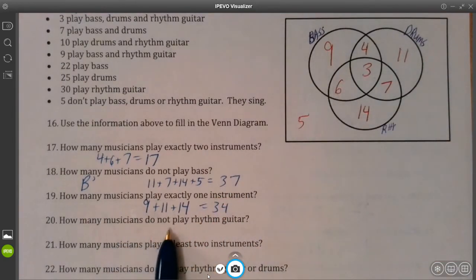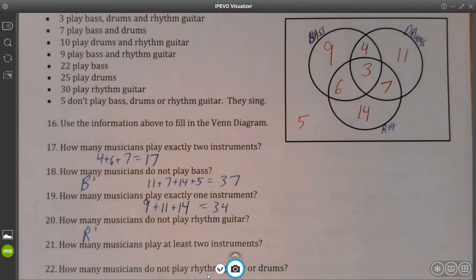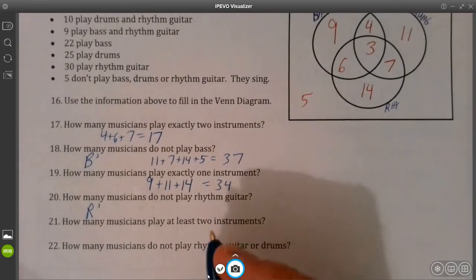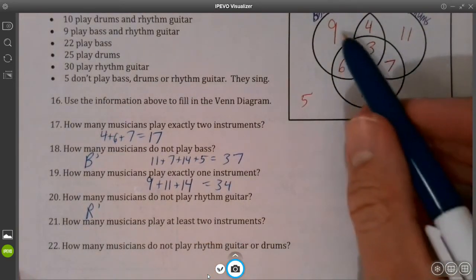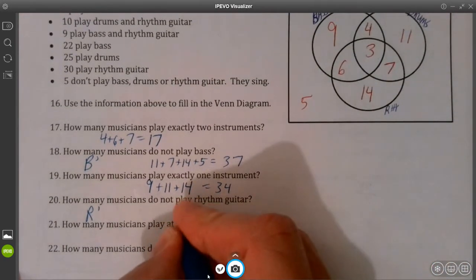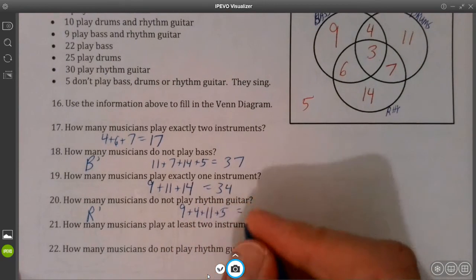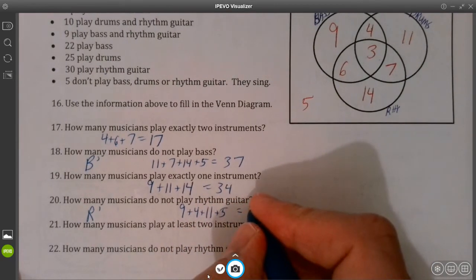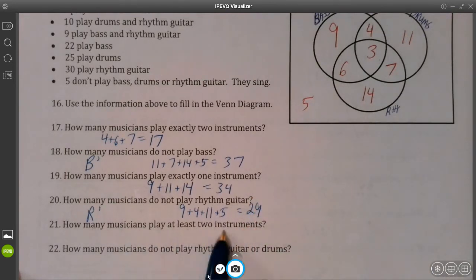How many musicians do not play rhythm guitar? So this would be like if I said R prime, not R. Sorry. Do not play rhythm guitar. So don't count these numbers. It'd be 9, 4, and 11, and 5. So 9, 4, and 11, and the singers. They don't play rhythm guitar. So 29.